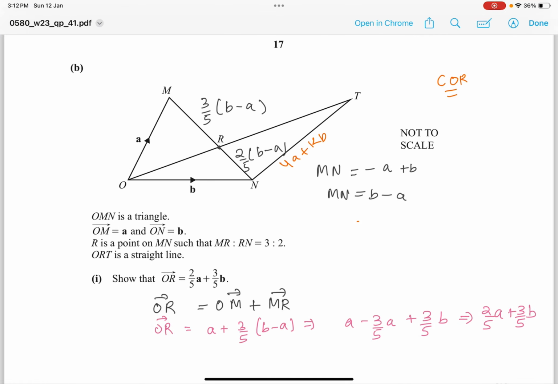OMN is a triangle. OM equals A, ON equals B. R is a point on MN such that MR is to RN is 3 is to 2. ORT is a straight line. We have to show this. Now, how can we show this? We have to find OR first. That means we have to find this one.